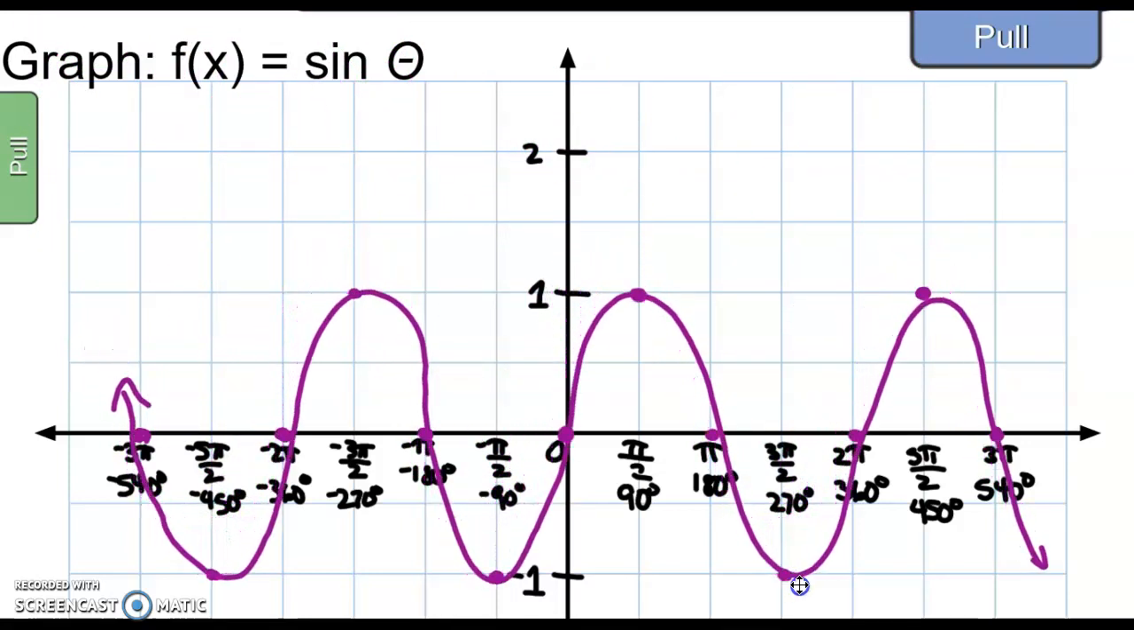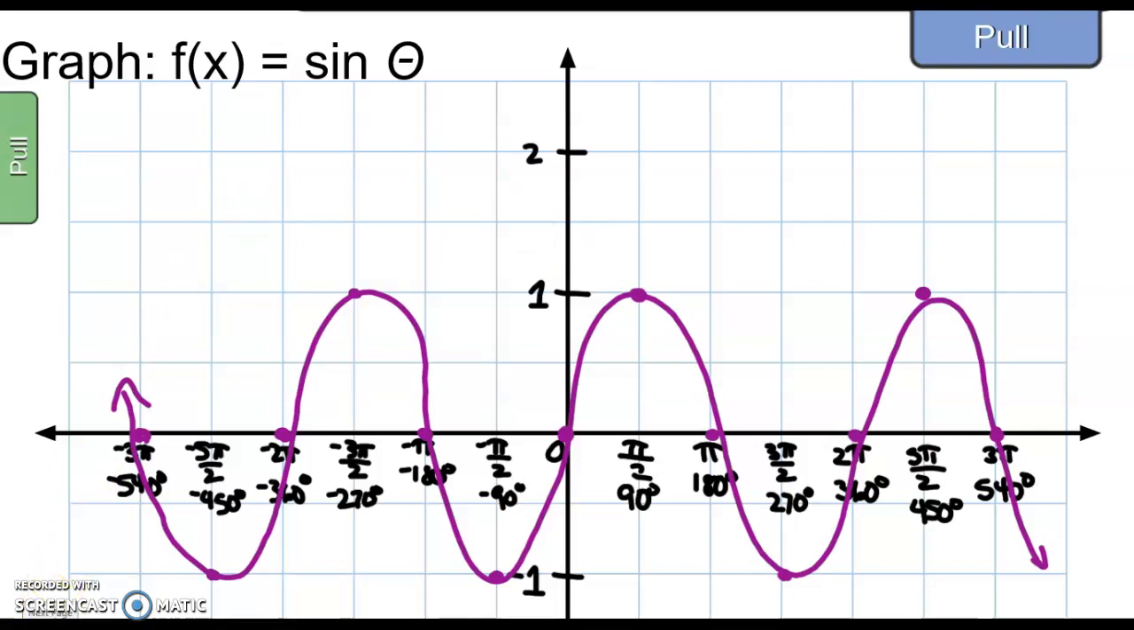Anyway, we connect them and we try to hit as many of the points as possible, though you can see that I didn't hit it exactly. We want the basic shape to be right, so we want it to be a wave, not like points. So we don't want pointy tips at our highest and lowest points. We want rounded curves, and just try to hit as many of the points as possible. That's the basic thing, but I'm going to be looking to make sure that you have these actual points plotted correctly. And that's the parent function for sine of theta, or sine of x.